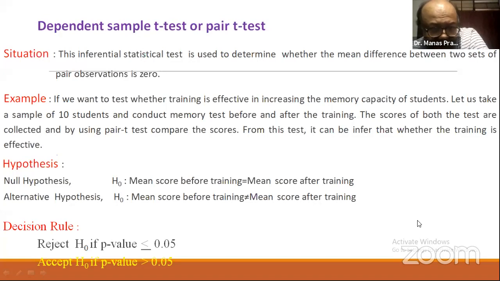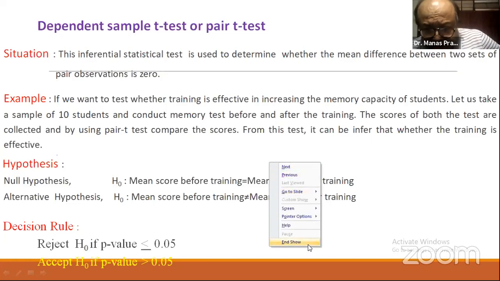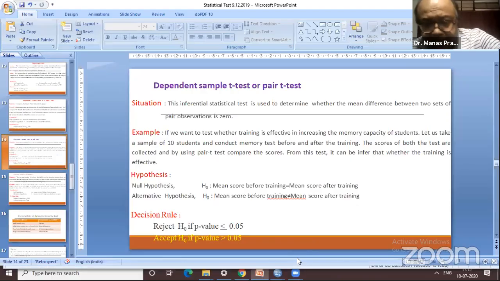And what is the decision rule? The decision rule is the same. Reject the null if the p-value is less than or equal to 0.05. Accept the null if the p-value is greater than 0.05. So let us conduct this using SPSS.